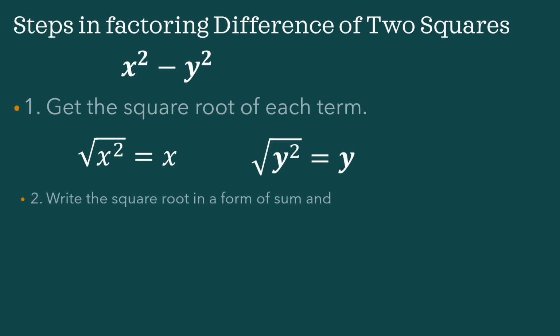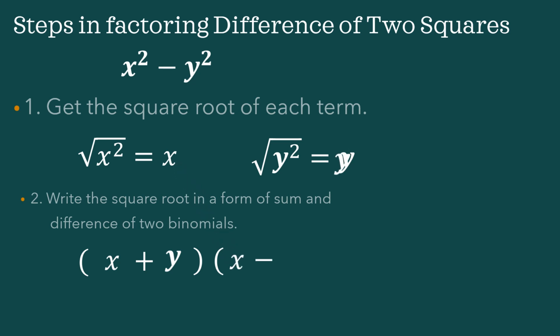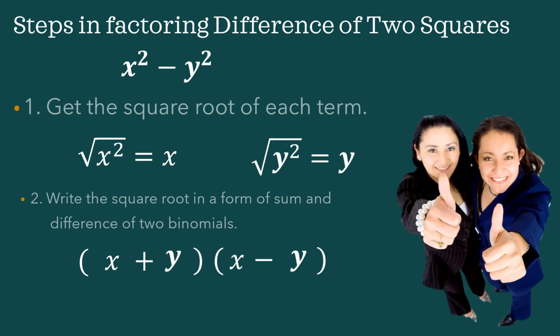And then step number 2 is write the square roots in the form of sum and difference of two binomials. Dahil may square root na tayo ng first and second term which are x and y, yung sum nila is x plus y. Enclose it in parentheses. And then the difference is x minus y. So that is now the factored form of x squared minus y squared.